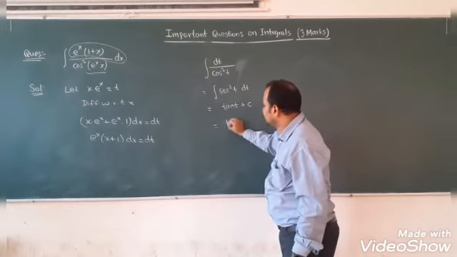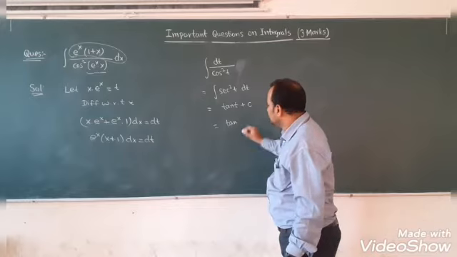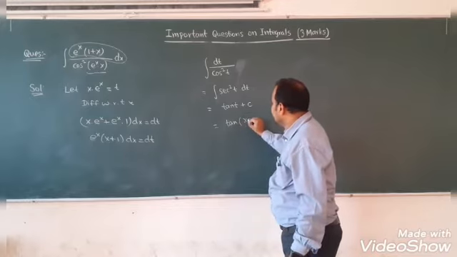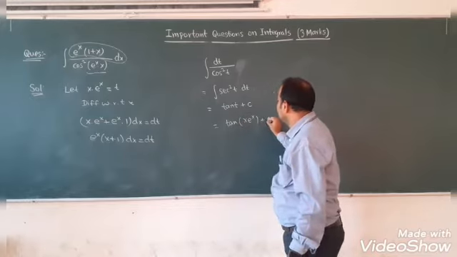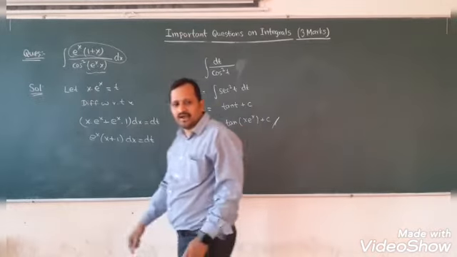But t is what actually? T is nothing but x e power x. So tan of x e power x plus c is the required answer.